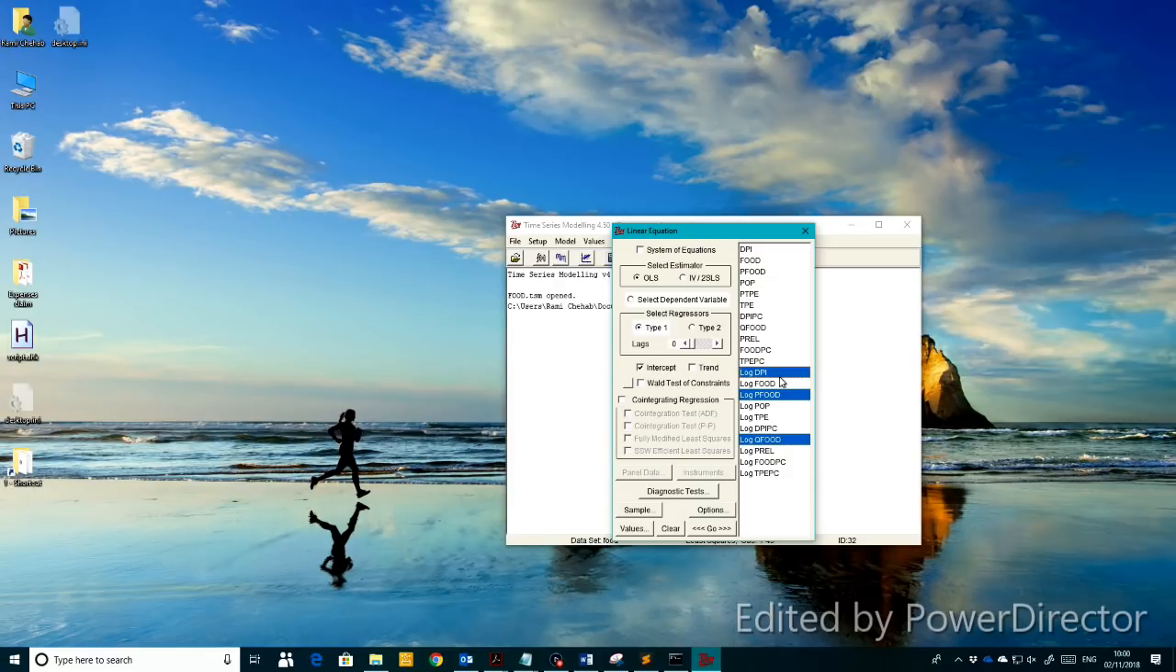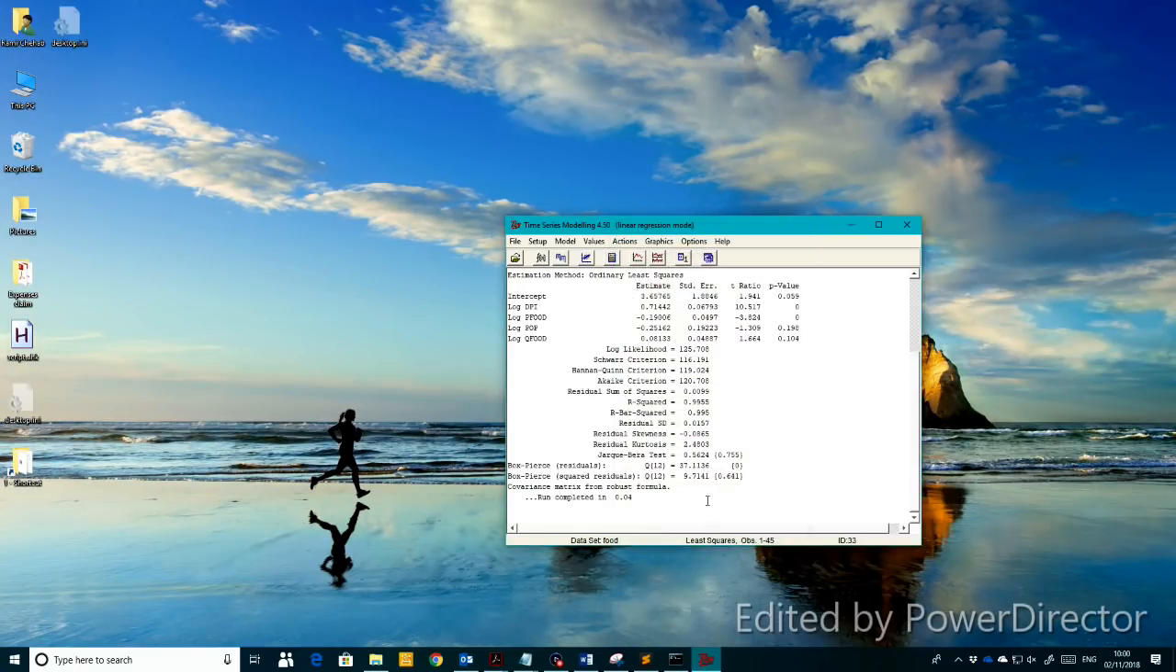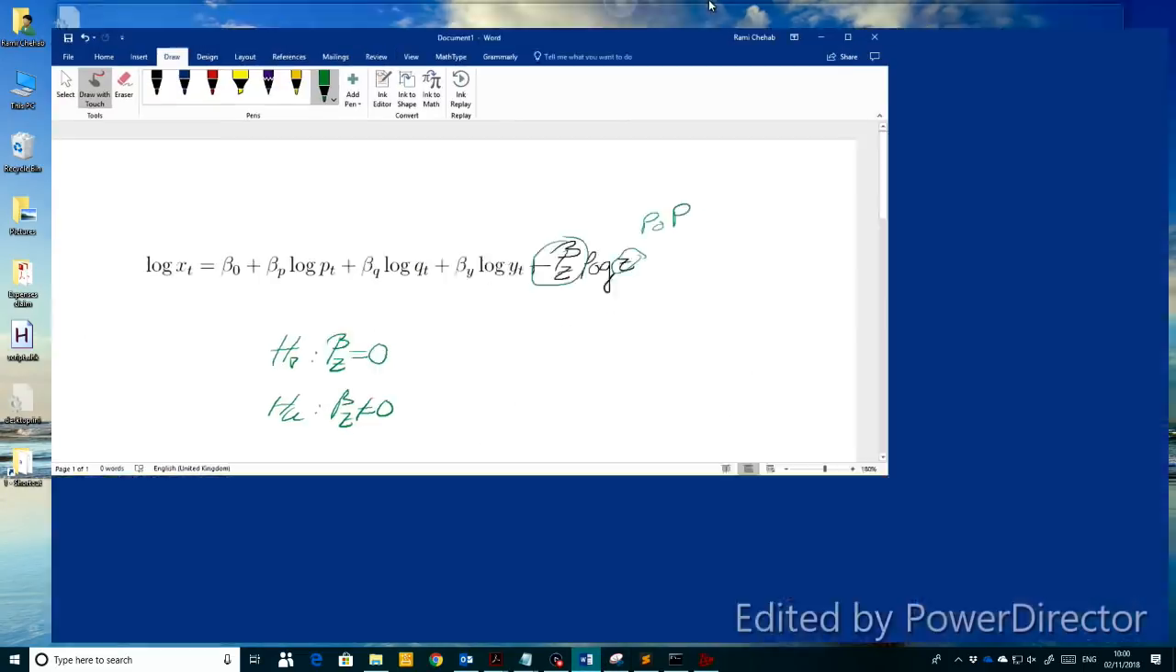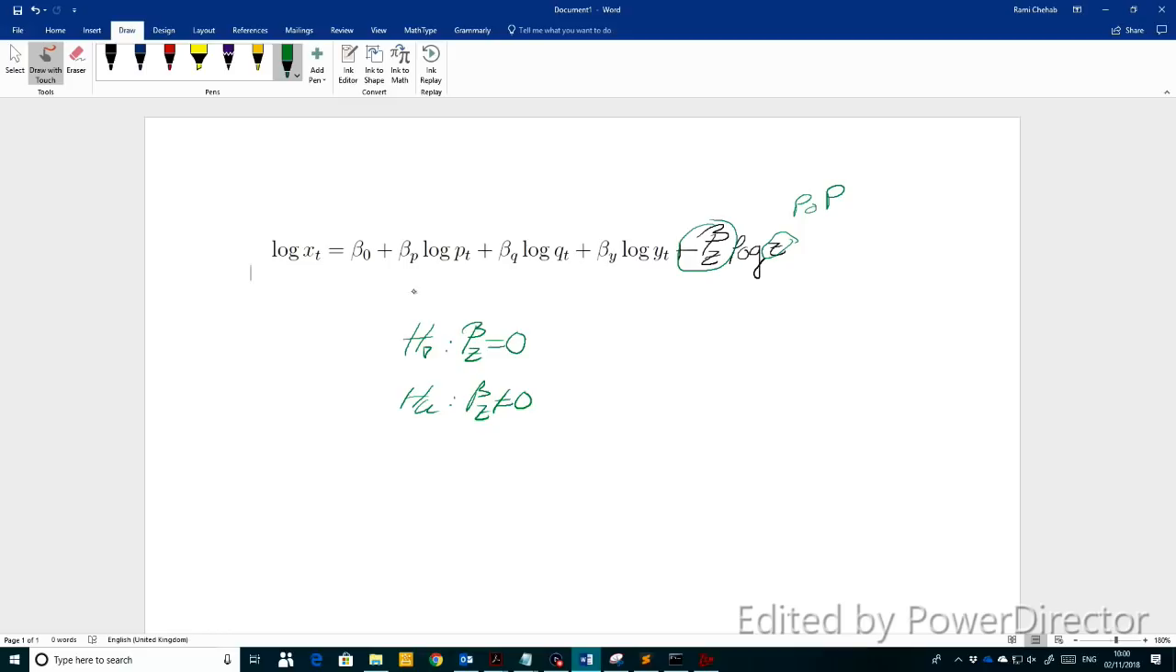And then what we want to do is add the log population, log pop, and hit go with the intercept. So we hit go and we look at the log pfood over here. Log, not qfood, we are looking at log population, which is this. We can see that this p-value is greater than 0.05, and therefore what do we say? We fail to reject the null, and this means that if we look at this data over here, we are in favor of this rather than that.